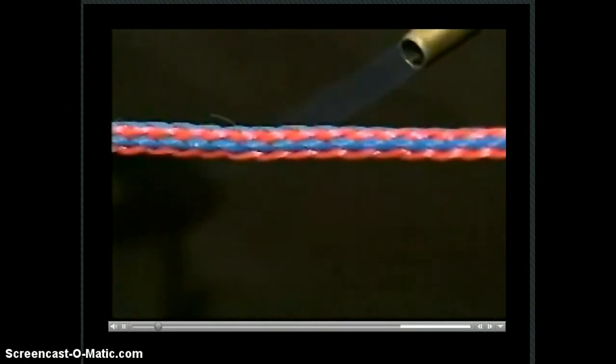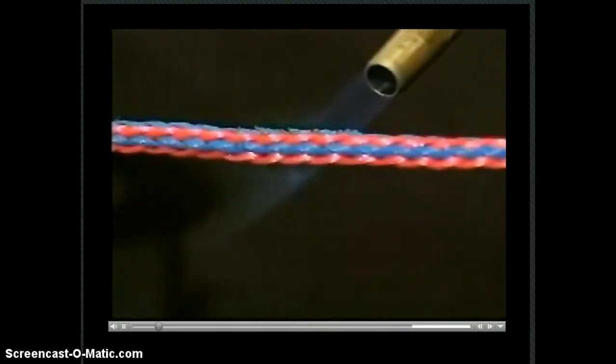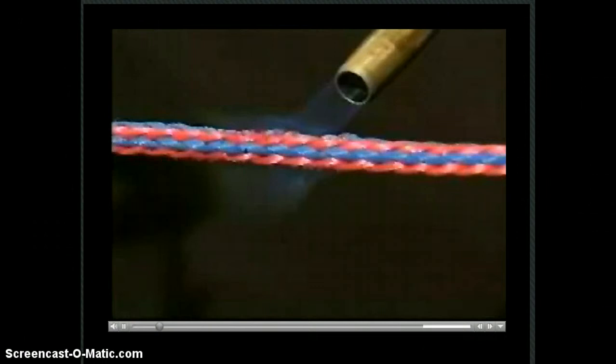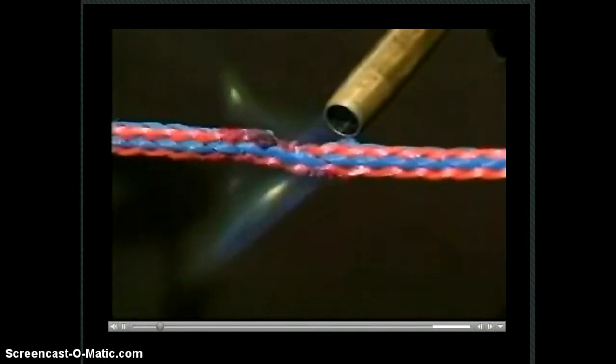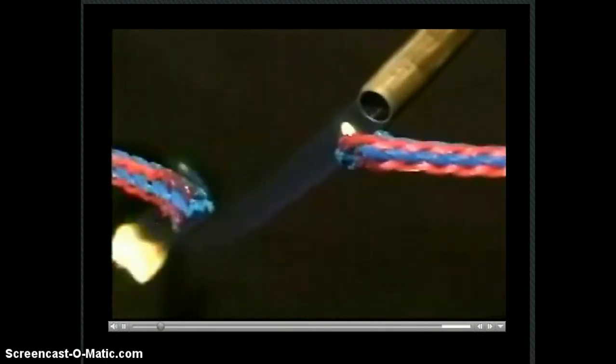But what about this strong piece of nylon rope? How do you go about breaking it? This high temperature flame can be used to divide the rope by actually melting it.